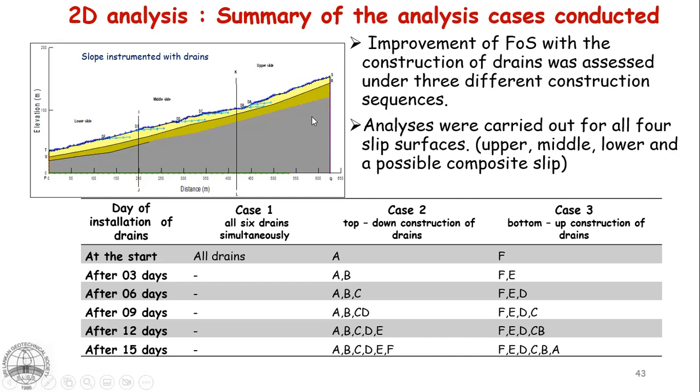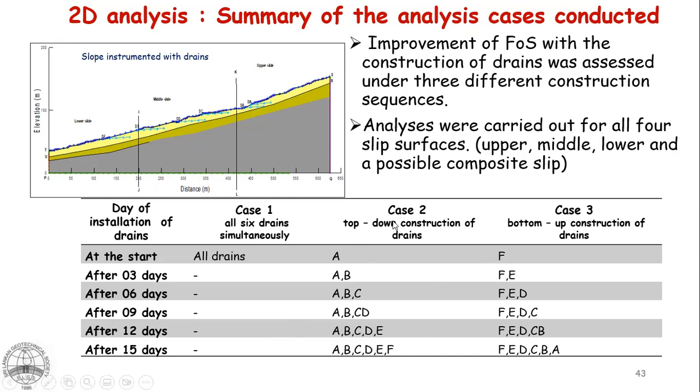Within the existing geometry, these drains were installed. So we could have done it from top down or bottom up. In certain situations where geometric changes are necessary, there are further restraints. But here we could have done it from top down or bottom up. So in case 1, say we assume that everything is installed simultaneously, but that is not practical.